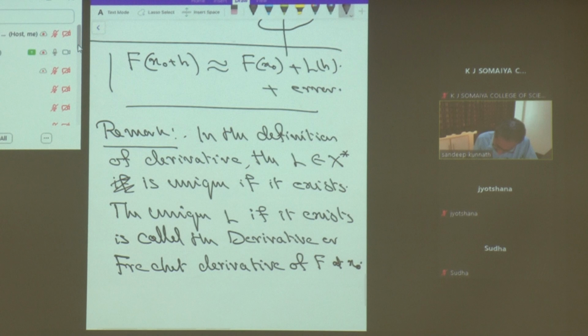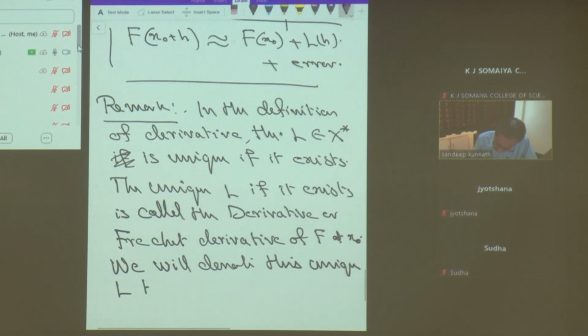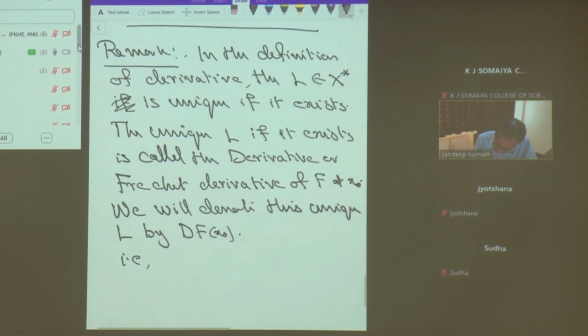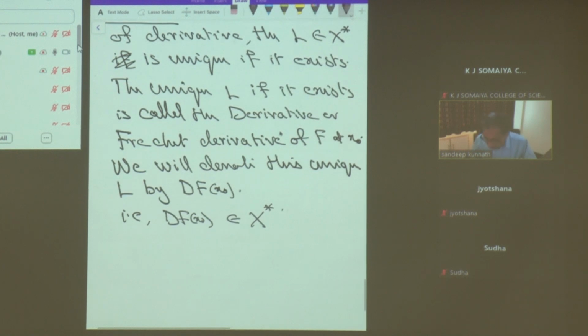We will denote this unique L by df at x naught. So that is df x naught, which is an element of X star. So the derivative, if it exists, is going to be in the dual space, and for each x naught it will be a different element if it is differentiable.